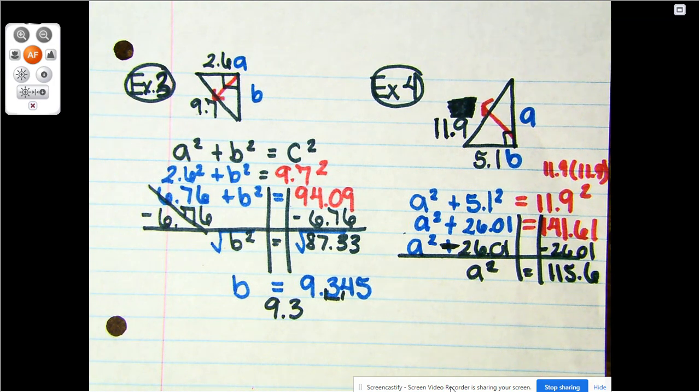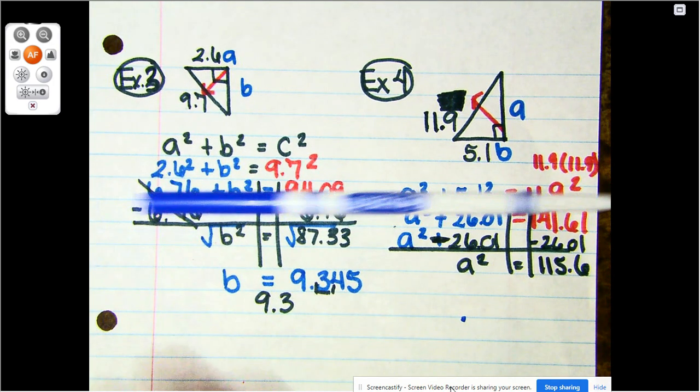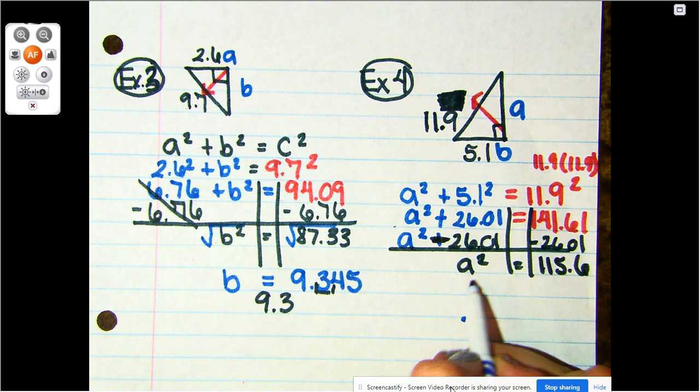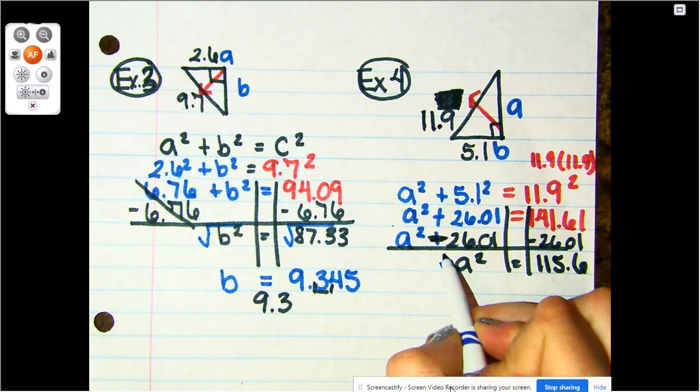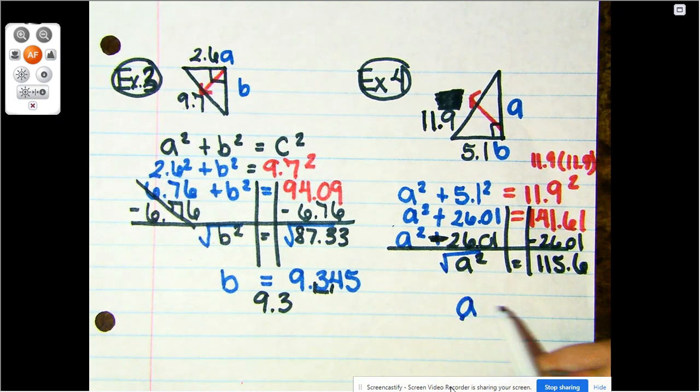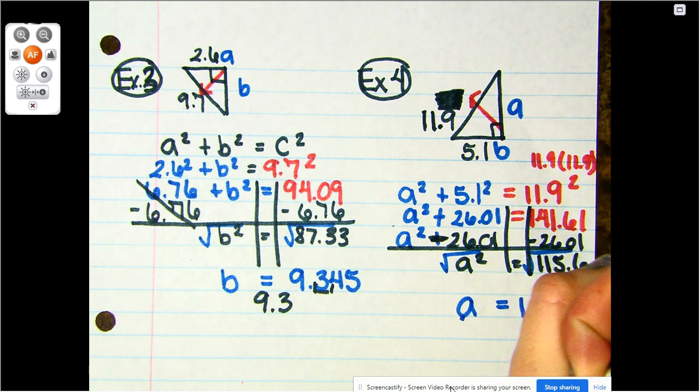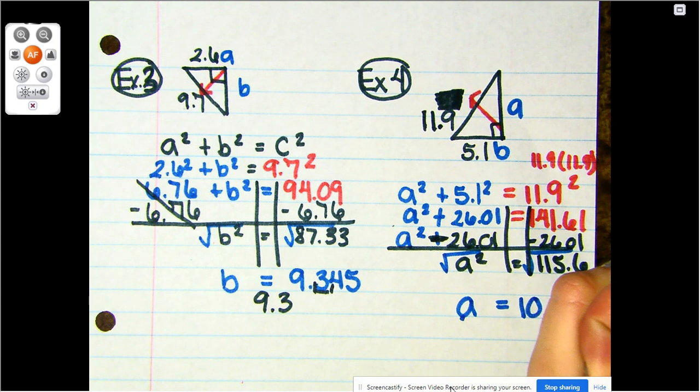115.6. Now we are not done yet because this answer is in the form of a squared, and we want our final answer to just be a. So I have to take the square root of that number. So the square root of 115.6. And you can use a calculator. You can use Google for that. But my answer comes out to be 10.751. We are rounding to the nearest tenth place.